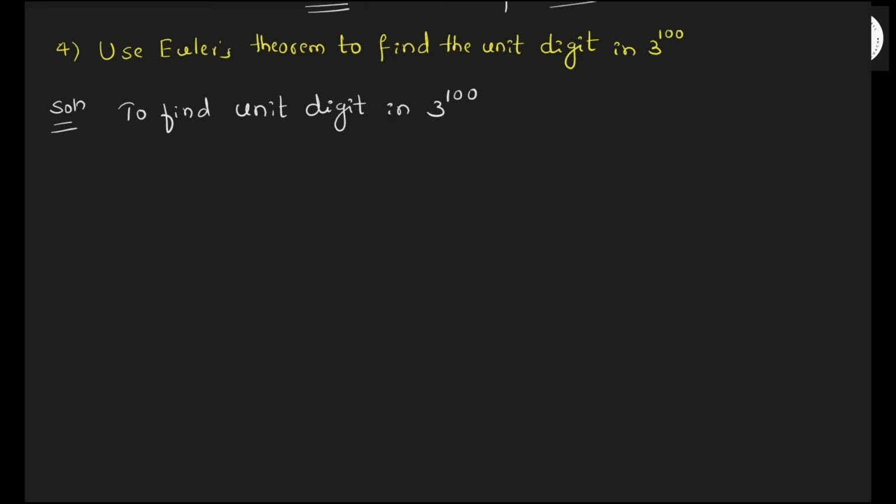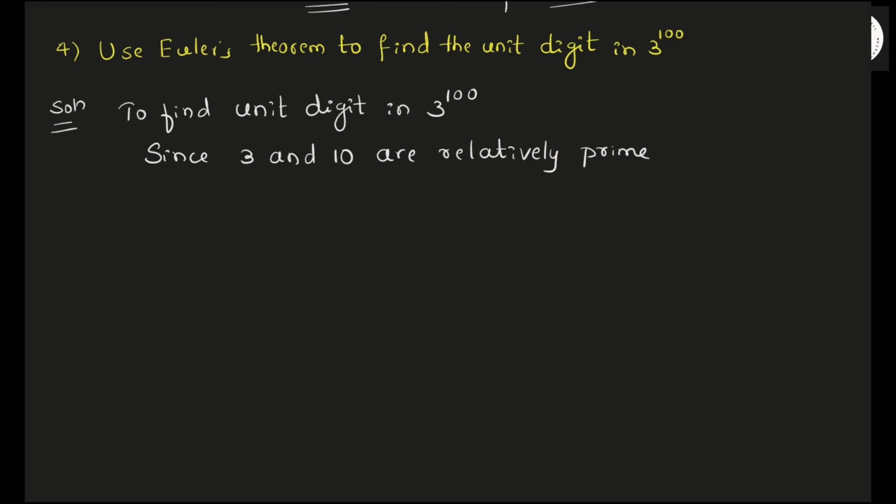So first, what do we have to check now? For finding a unit digit, I will consider 3 and 10. 100 is a multiple of 10. Since 3 and 10 are relatively prime. Why am I choosing 10? Because they asked you to use Euler's theorem.